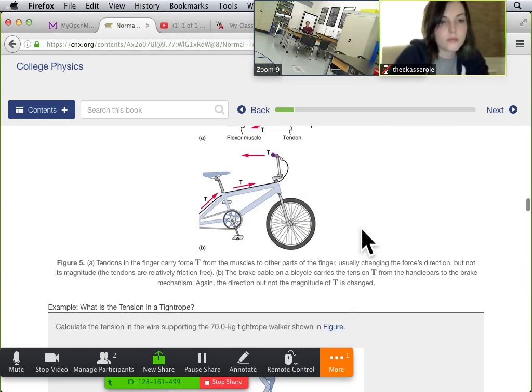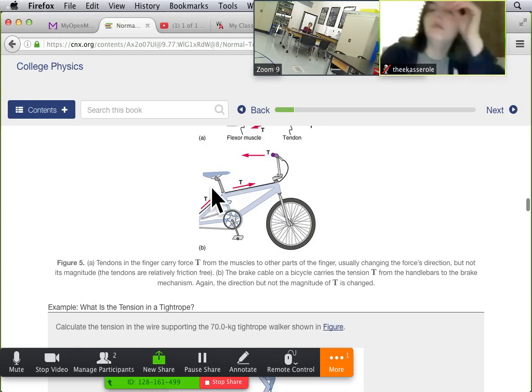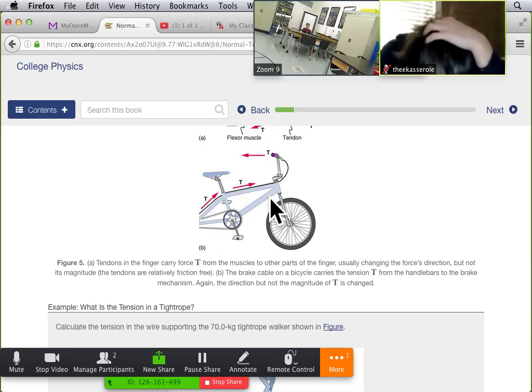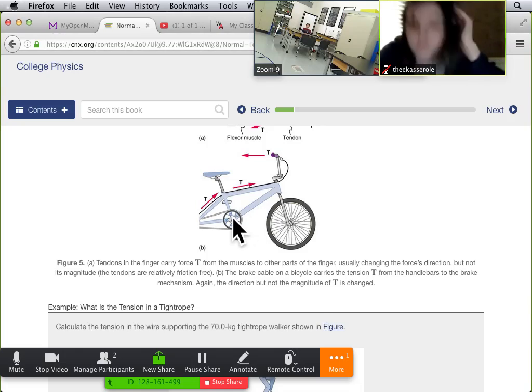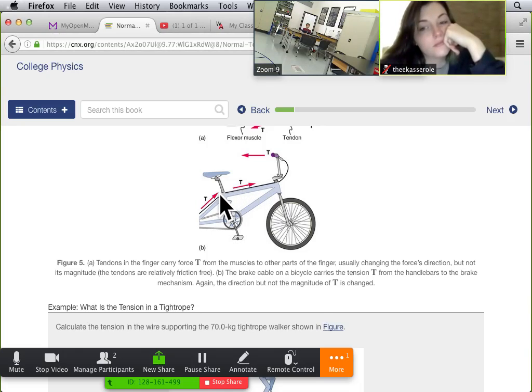This is also true of bicycles. They have this great picture of tension in bicycles, and in fact, they've actually shown it incorrectly. In a bicycle, the tension is actually on the bottom of the frame of the bike, and on the top of the frame you have compression. So it's different on both sides.